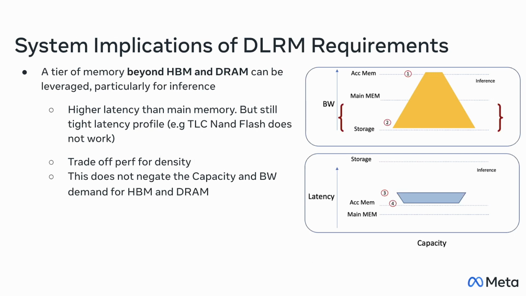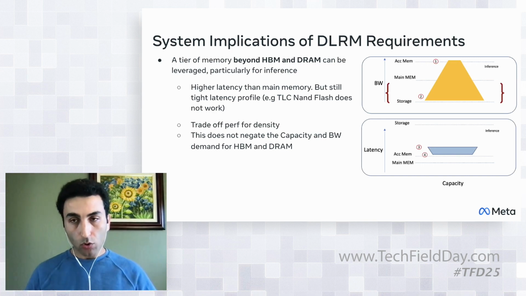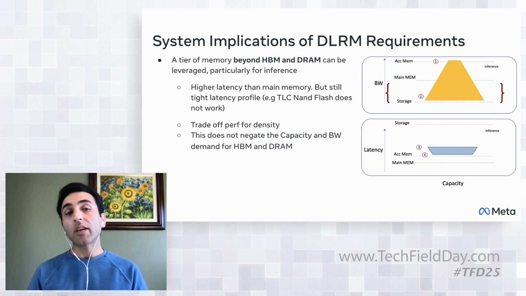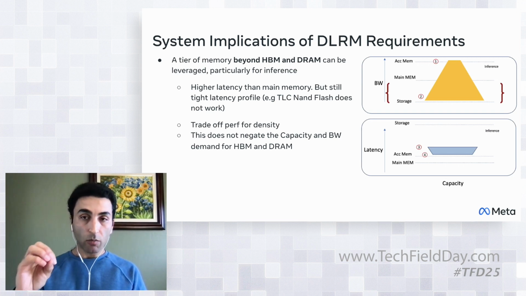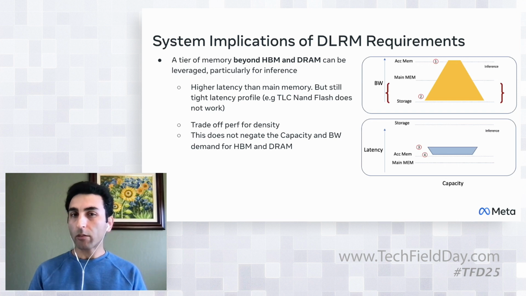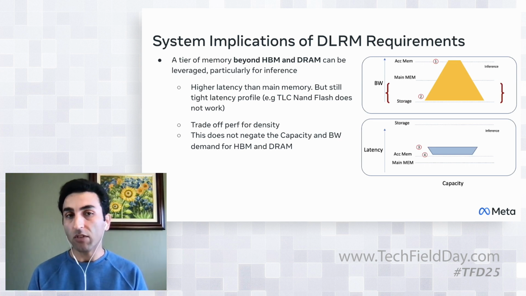All right, what are the takeaways here? Given the fact that we have a considerable portion of these applications requiring very low bandwidths, a tier of memory beyond HBM and DRAM could be leveraged to help cope with the extra capacity that these models would require. The latency requirement of this tier of memory could be higher than main memory. As I mentioned, the application is tolerant of slightly higher latency, but the semantics and the latency profile would be very similar to a typical memory. For example, TLC NAND flash does not work given the skewed loaded latency that you would get with those technologies.